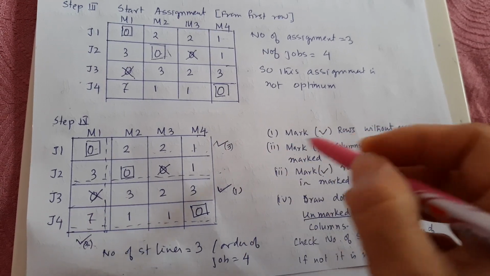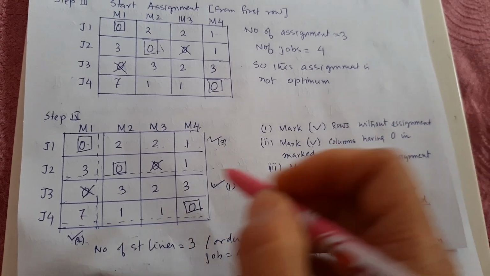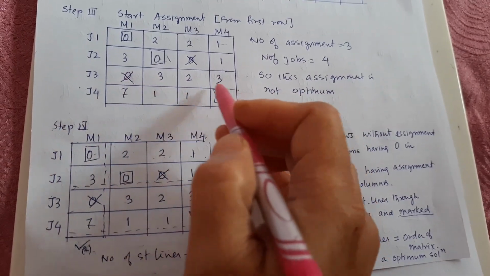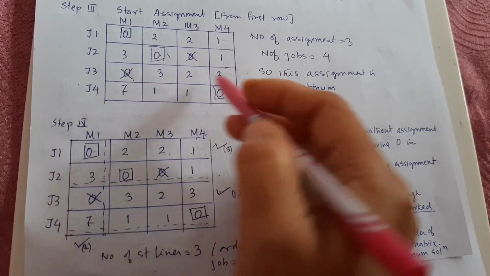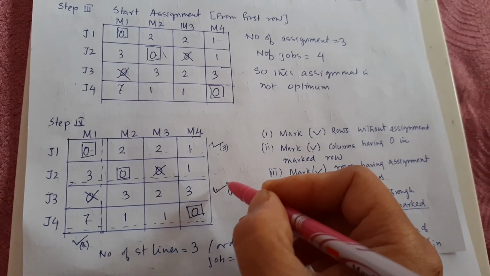So what does that mean? Your first step is to mark those rows without assignment. There is this row where there is no assignment, that means there is no boxed 0 here. So we are going to put a tick mark here. Putting a tick mark here, I am putting 1 here. So the first ticking is here.